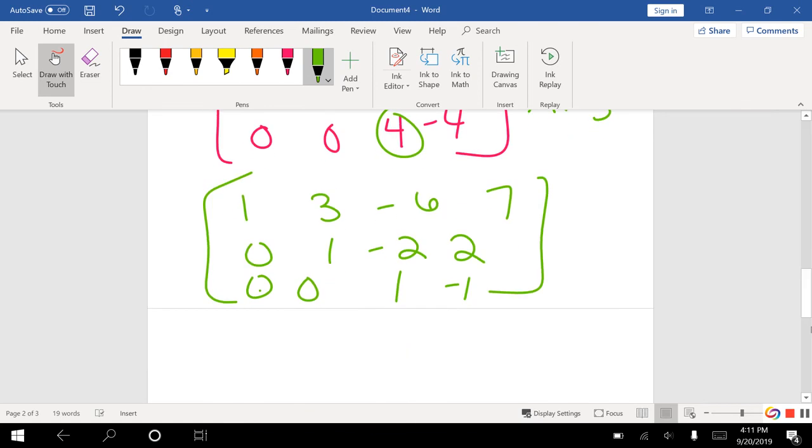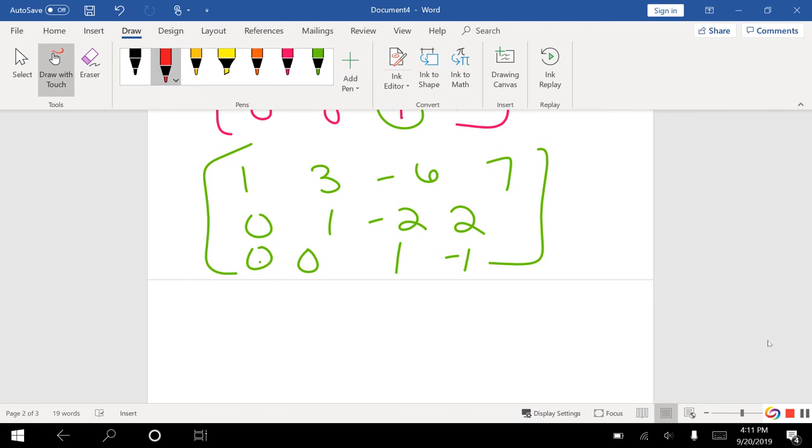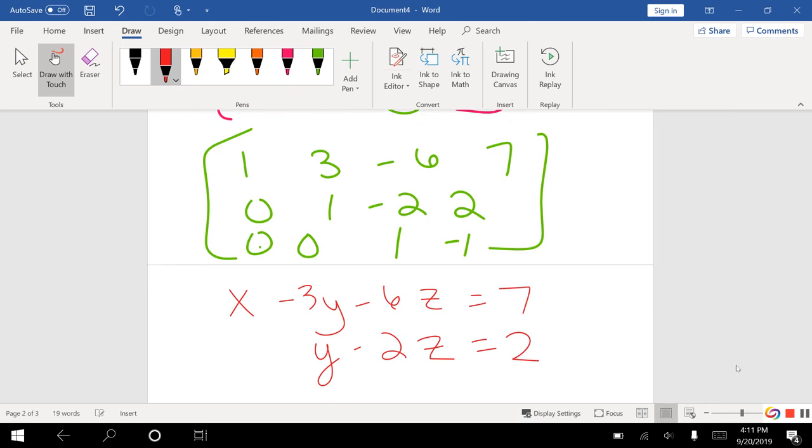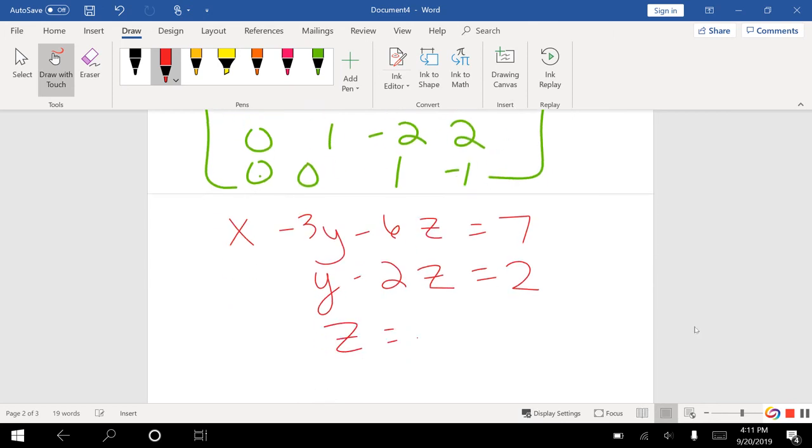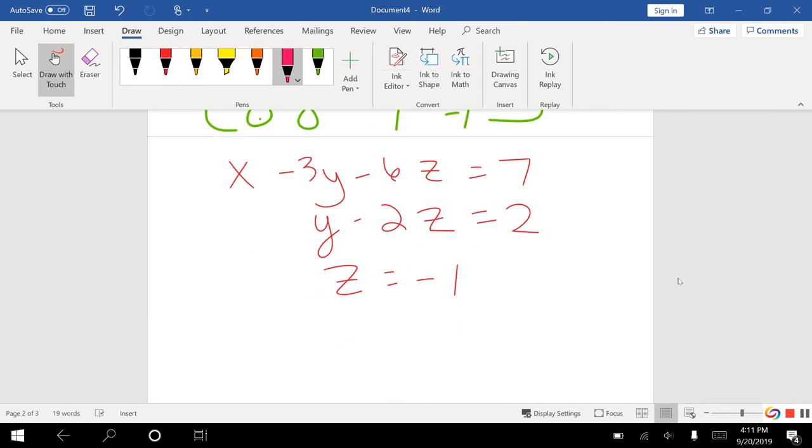At this point, I have reduced it enough that I can turn this back into equations. As I'll show you, I have x minus 3y minus 6z equals 7, y minus 2z equals 2, and then I have z equals negative 1. So now I'm going to back solve. I know what z is, so I'm going to put z into this one, and I get y plus 2 equals 2, so y equals 0.